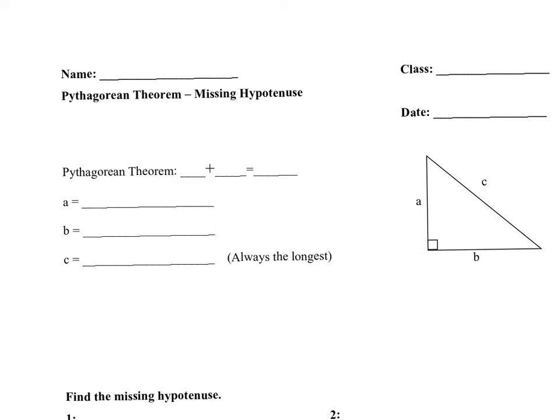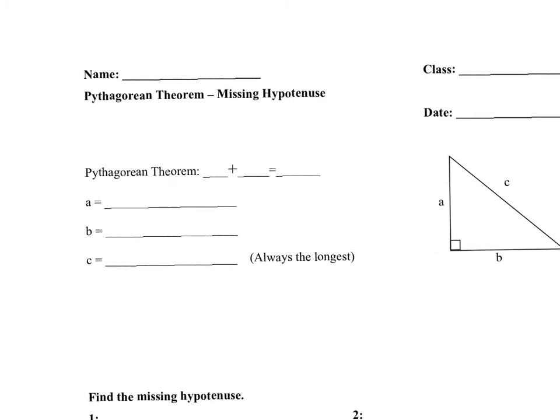So this is some of my favorite stuff in math to cover. The Pythagorean Theorem, missing hypotenuse. So that big word right there means hypotenuse. I gotta get my pencil. There we go. So hypotenuse is the longest side of a triangle, a right triangle specifically.